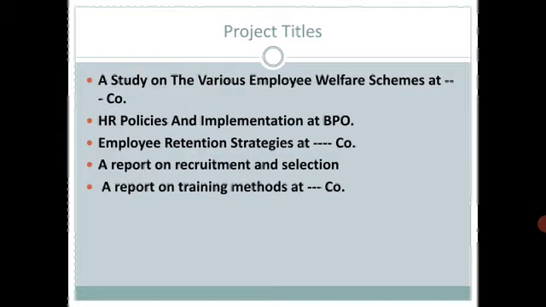Then significance of the study. What does it mean? Significance of the study means why the study is so important. Why study employee welfare schemes? Why study HR policies? This importance you are supposed to write here. Then the findings. After you did the study, what did you find?